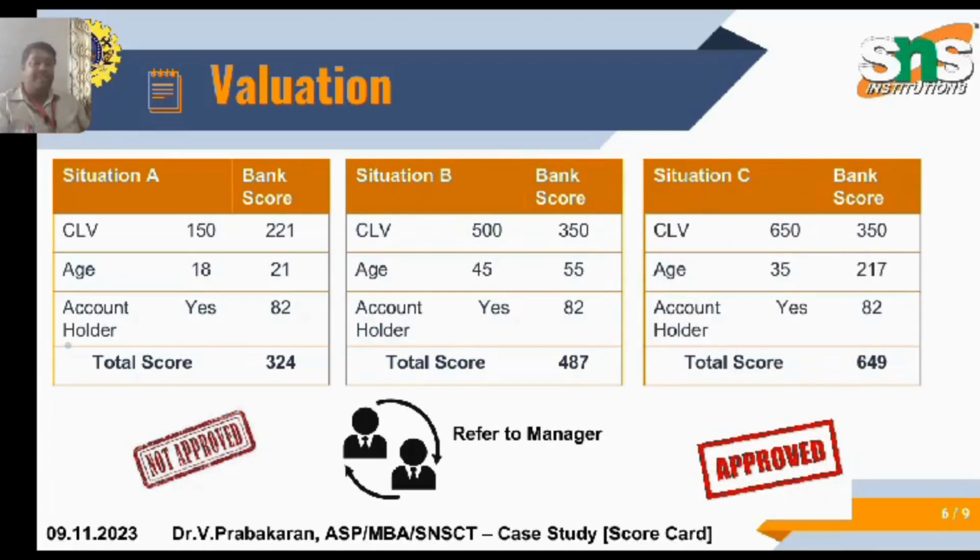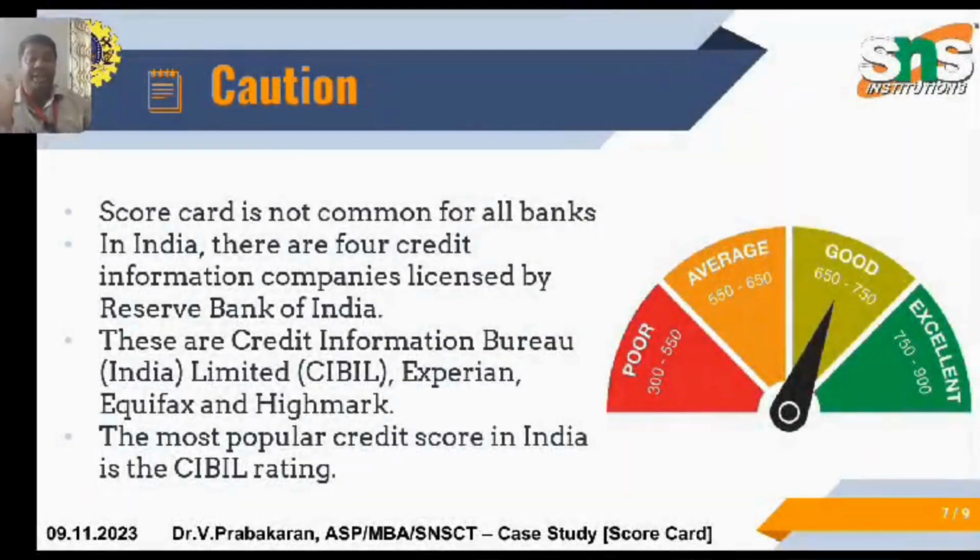Situation 3 is on the safer side. The total score earned by the loan seeker is 649, which is higher than the required level of 600. So the loan will get approved. So in one case it is not approved, at the extreme level it is approved, and at the middle level the bank manager's purview can be taken into consideration. Right? But I'm not closing the case now. I'm giving you a caution now.